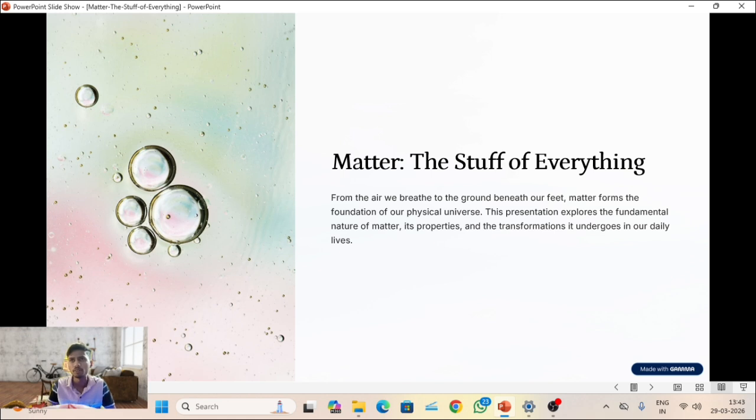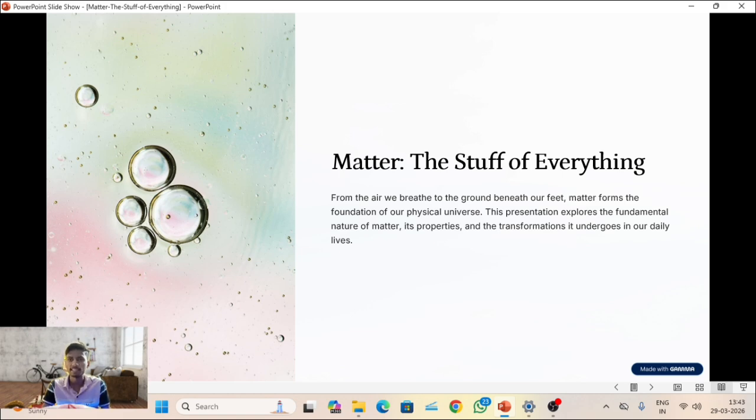the ground beneath our feet, everything comprises of matter. Everything is matter. Matter forms the foundation of our physical universe. Today we will learn about different stages of matter. What are the different states like solid, liquid, and gas? What are the properties of matter? How they convert from one state to another.